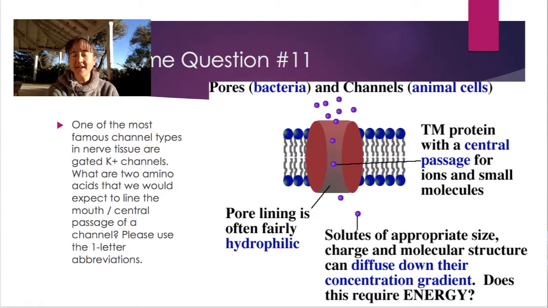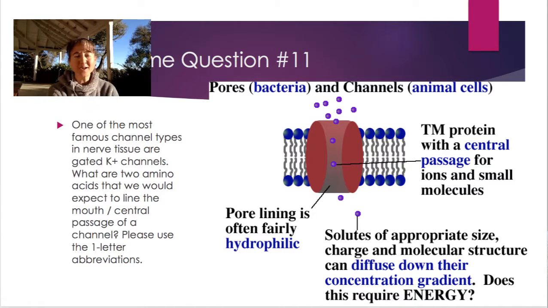So you can see that, of course, they provide that nice central area for passage of hydrophilic molecules. And of course, the pore lining would have the hydrophilic amino acids to allow that transport to be favorable. So they diffuse down their concentration gradient, no requirement for energy. One very famous type of channel in human systems is potassium channels.